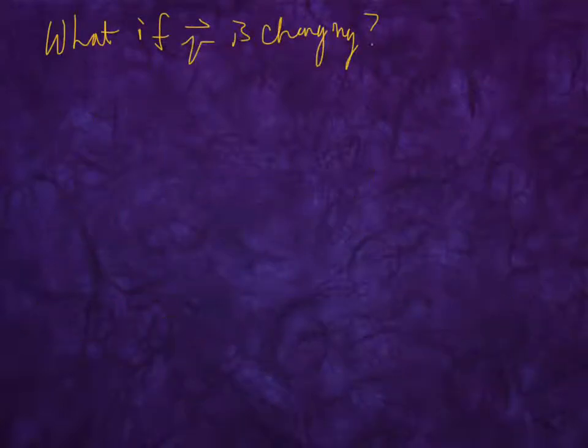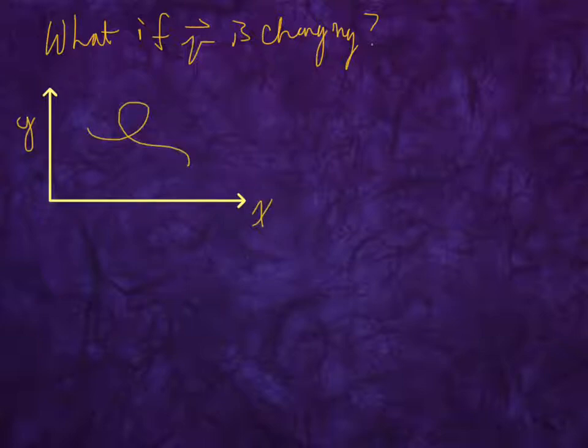Okay, so what if our velocity is changing? We go through the same process with all of these. So let's say this is our motion, our position track. It's not a function.